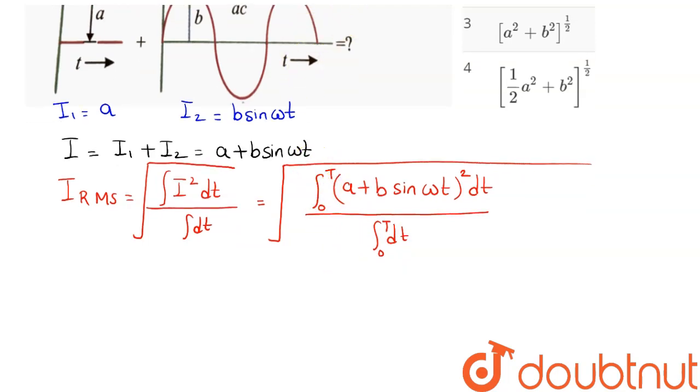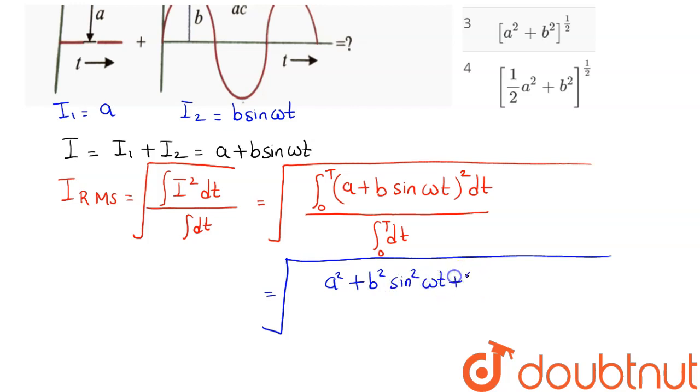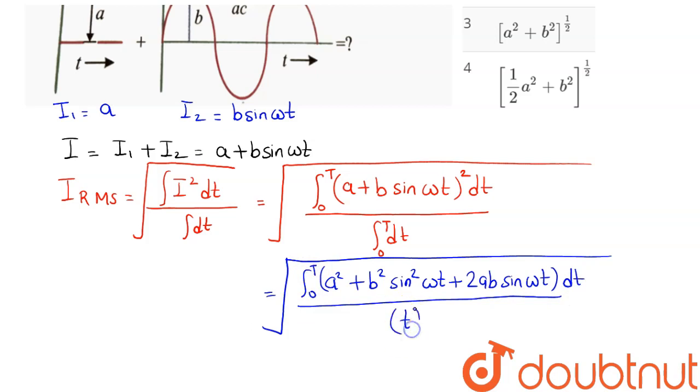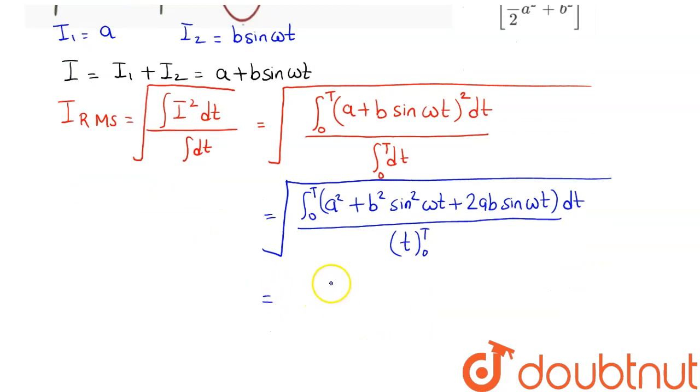So here this simplifies to the square root of A square plus B square sine square omega t plus 2AB sine omega t, into dt. Now integration with limit 0 to T, and in the denominator this comes as T with limits 0 to T. So this here comes out to be the integration of A square into dt with limit 0 to T.